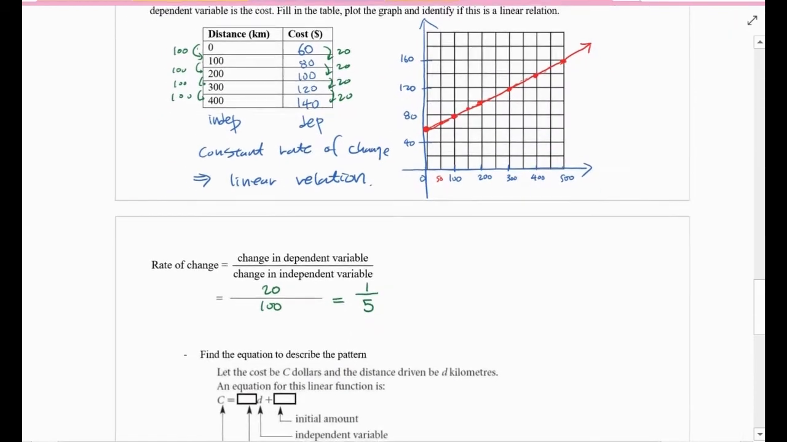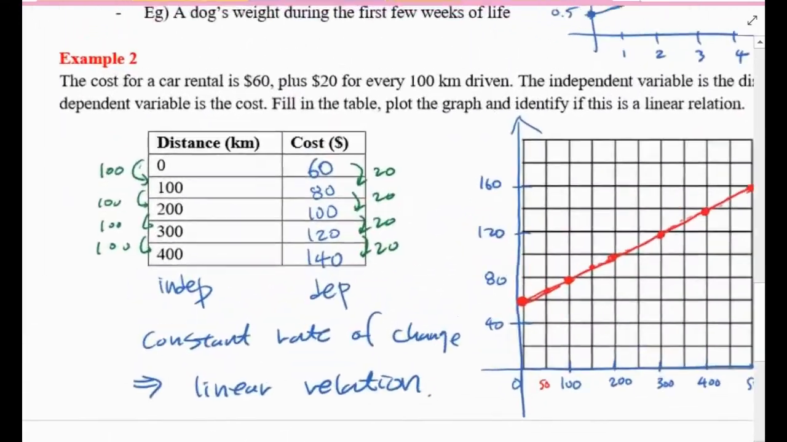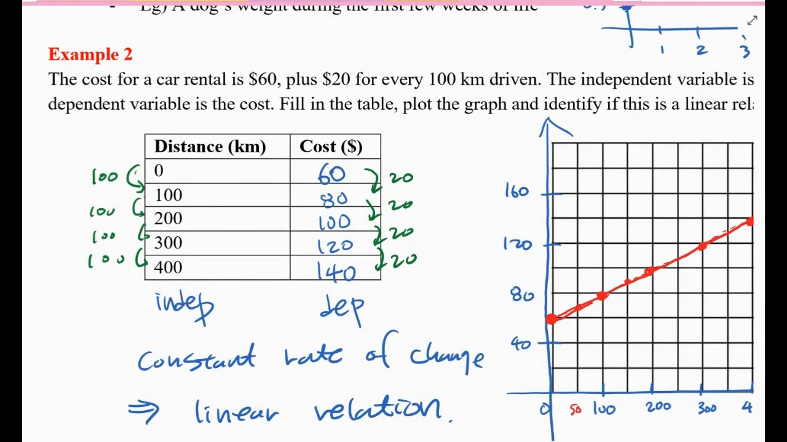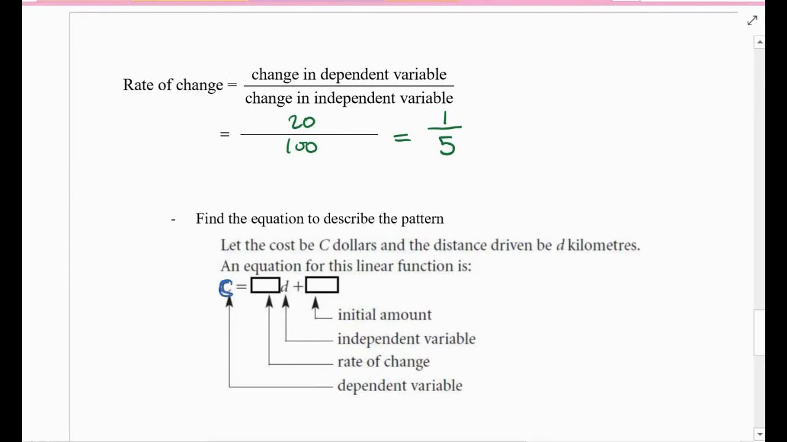So when you make an equation here, we first decide the variable. So I'm going to use D for the distance, C for the cost. So you start with C here. Start with C and write down D. You have 2 blanks here. And in front of D, you have to write the rate of change. The rate of change is 1 over 5.